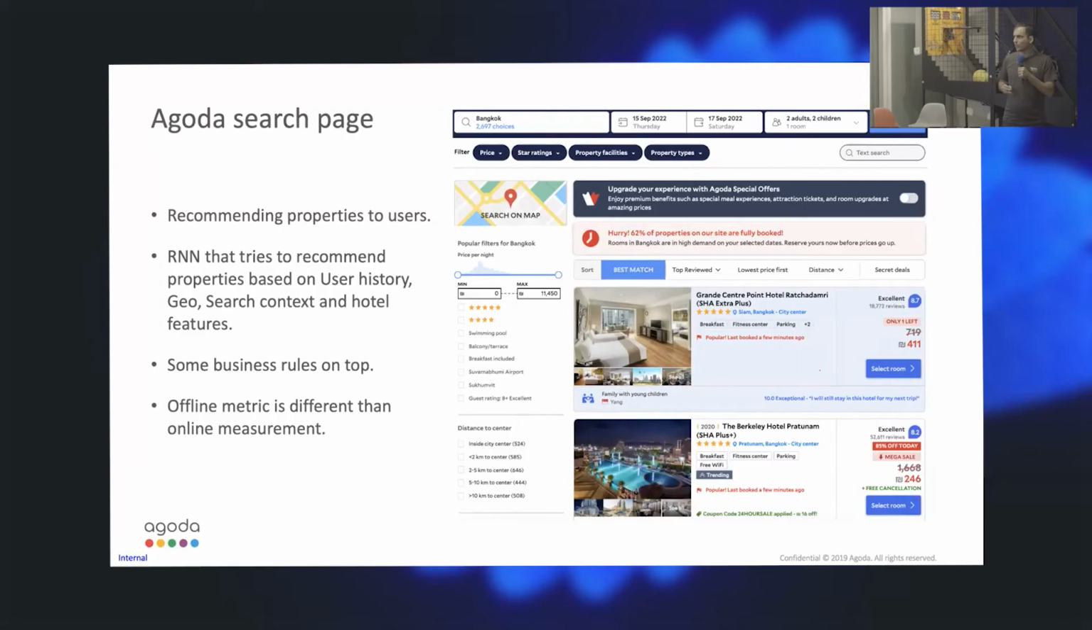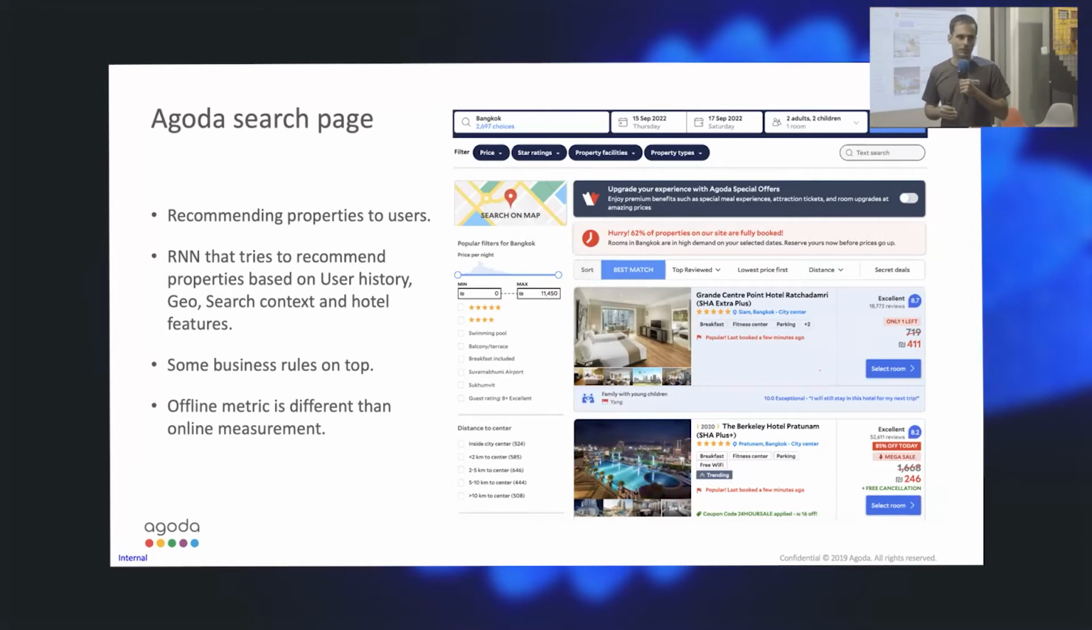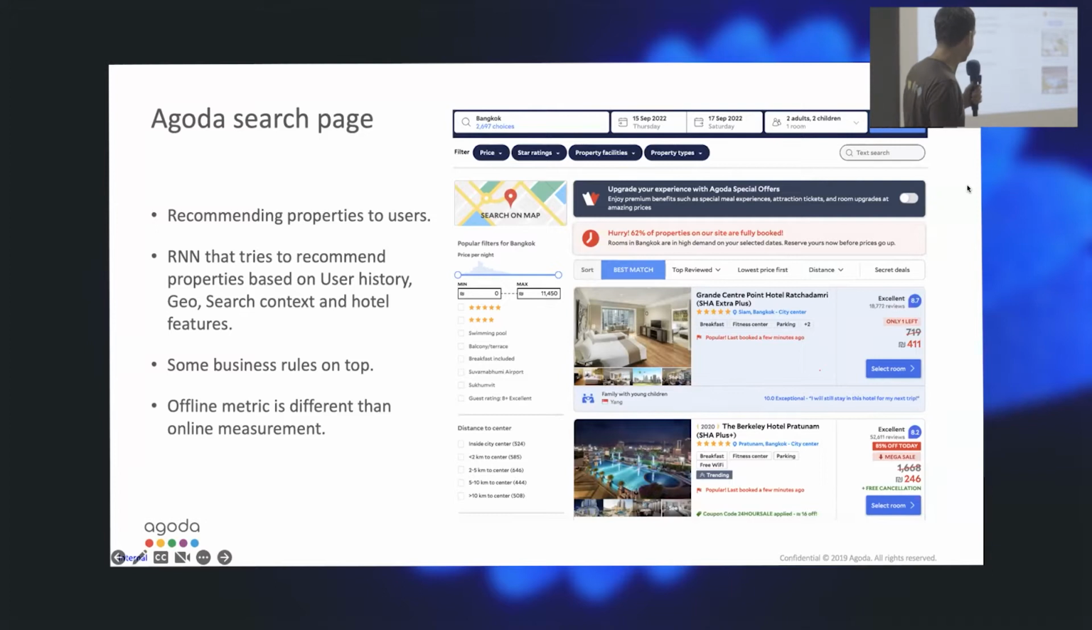So this is powered by our recommendation engine, right? It tries to show the most relevant hotels to the user. And we have a very optimized RNN model that runs and tries to take into account both the user context and the hotel properties and the search queries and so on. And there are a lot of business rules on top, as sometimes recommendation engines have, and product people like to add on top of our beautiful machine learning models.